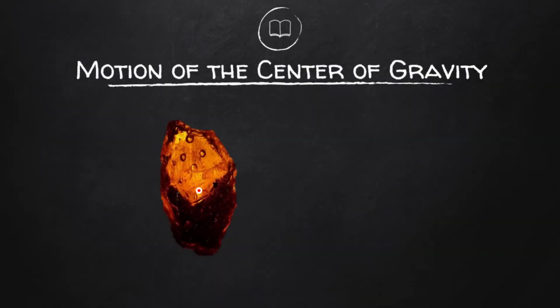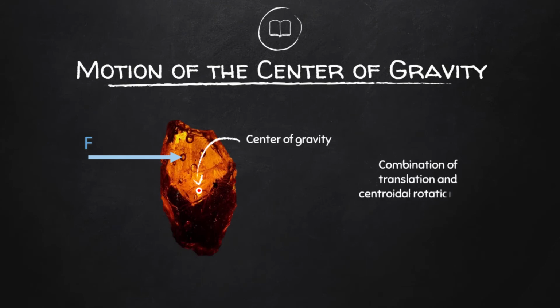If the resultant force will not pass through the center of gravity of the body, the motion can be described as a combination of translation and centroidal rotation, and it is called a plane motion.